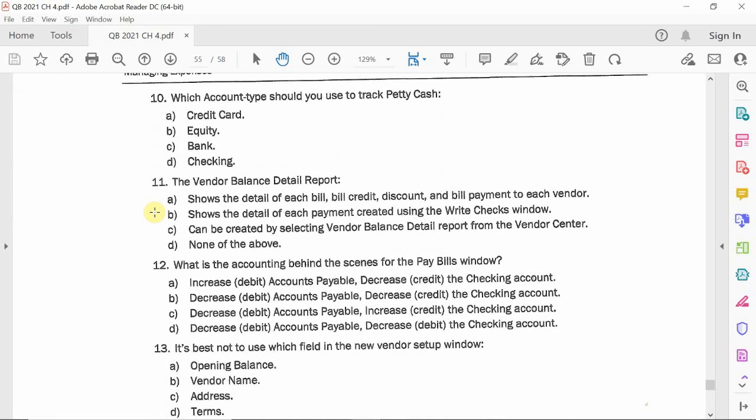Number 11. The vendor balance detail reports.